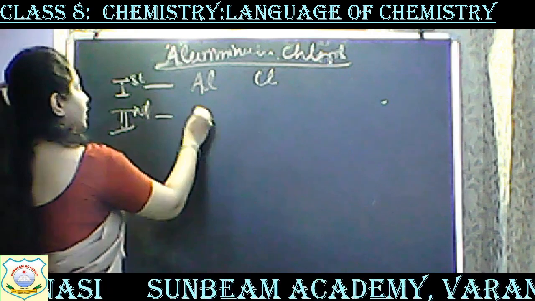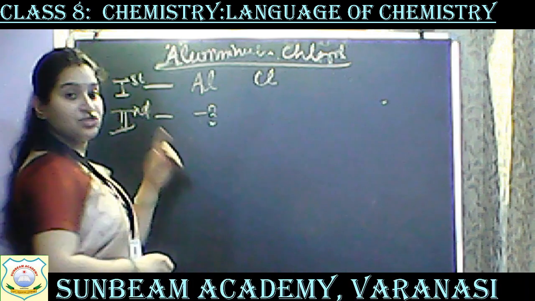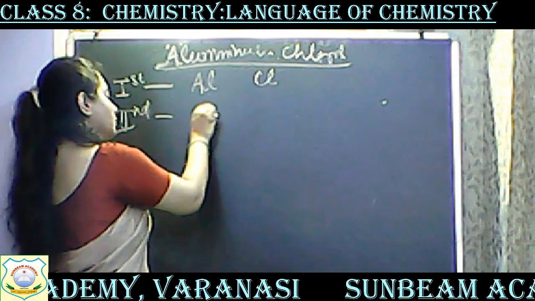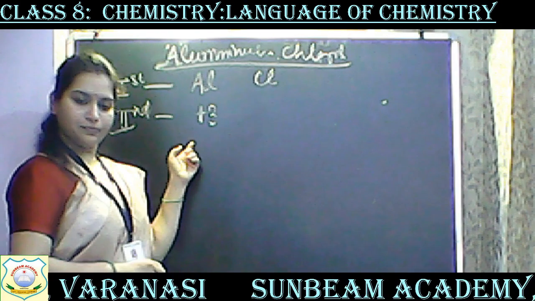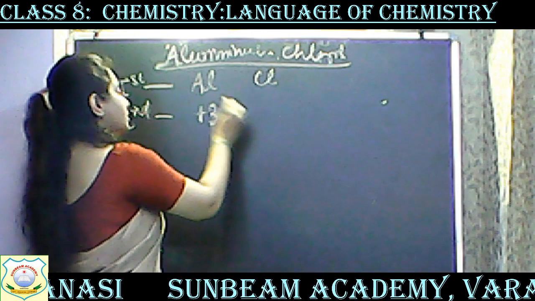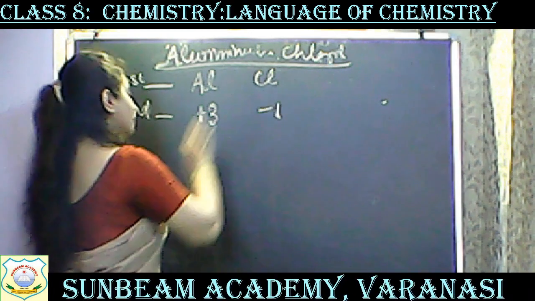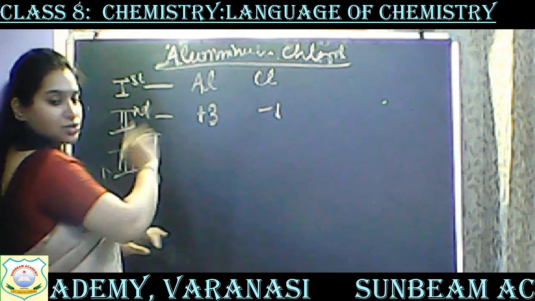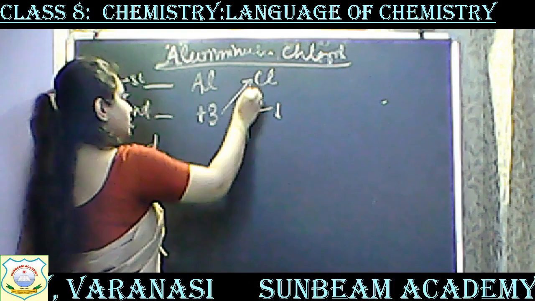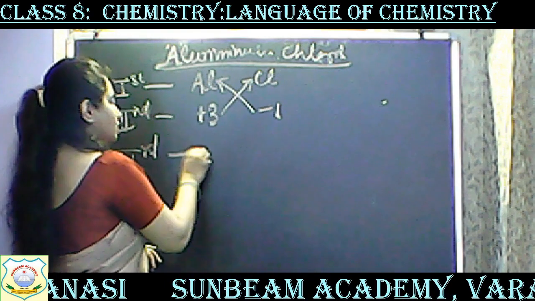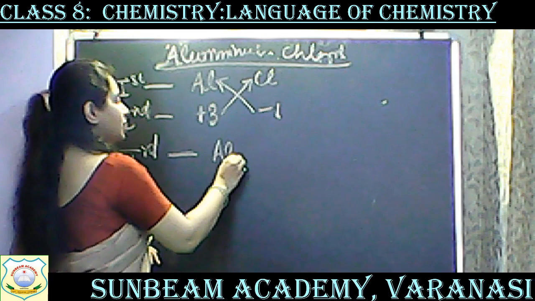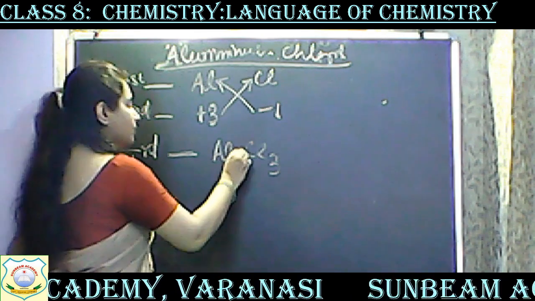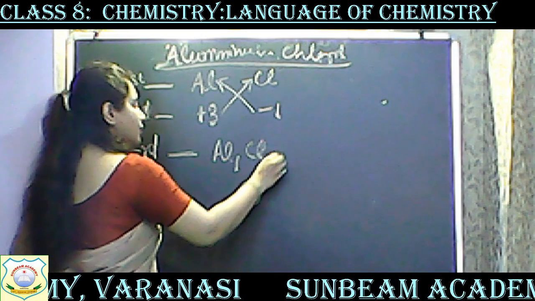So what is the valency of aluminium? We have just seen in few previous times. Valency is +3. Okay? Clear? And the chlorine valency is -1. So now what is the third step? We will crisscross it. So we will cross here and we will cross here. So what we will write? Al will be 1 and Cl will be 3. Isn't it? Al will be 1 and Cl will be 3.